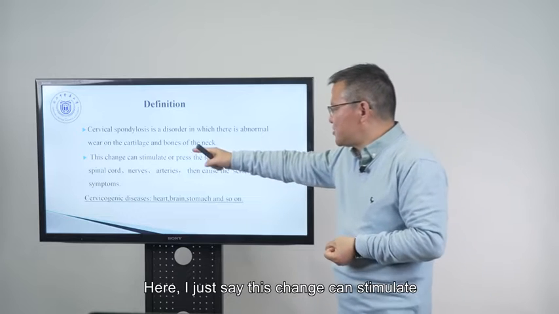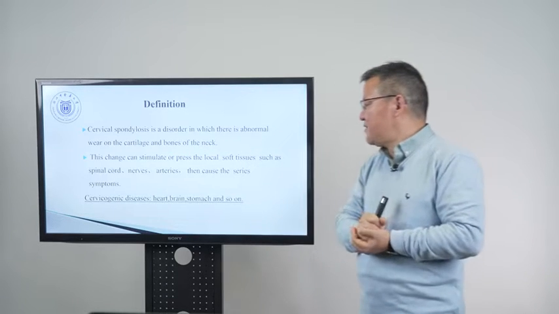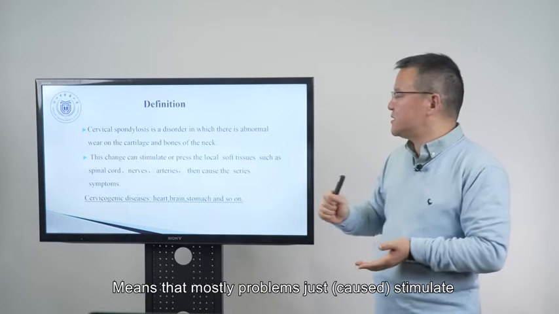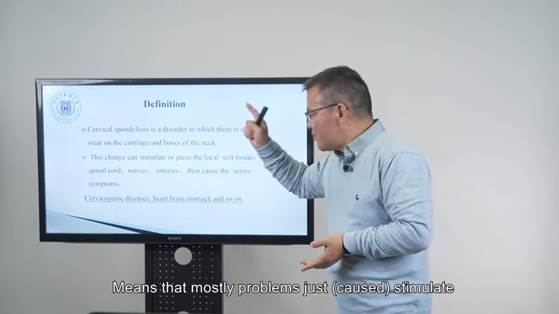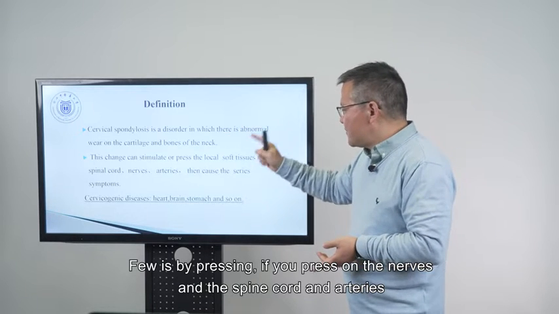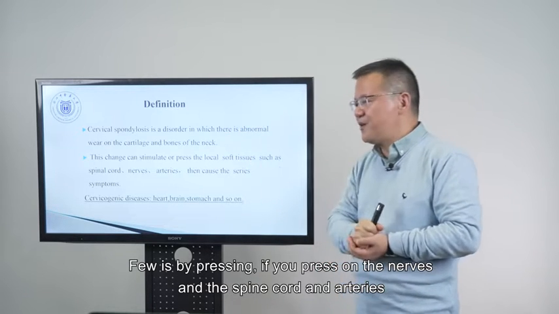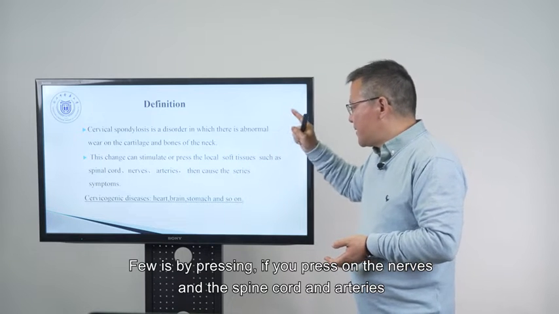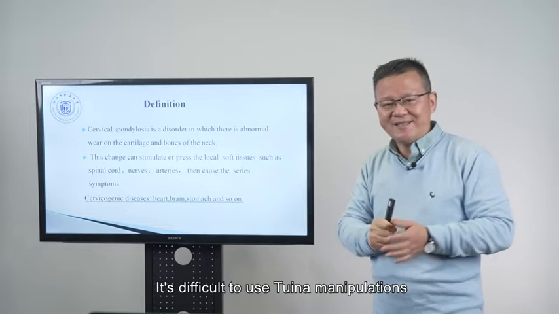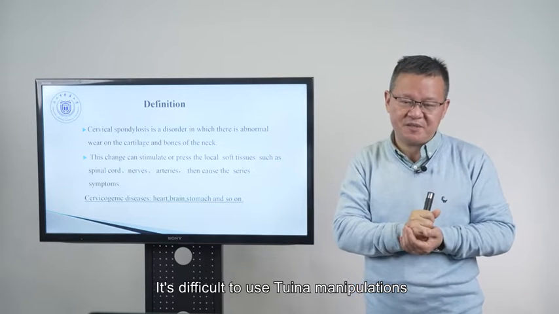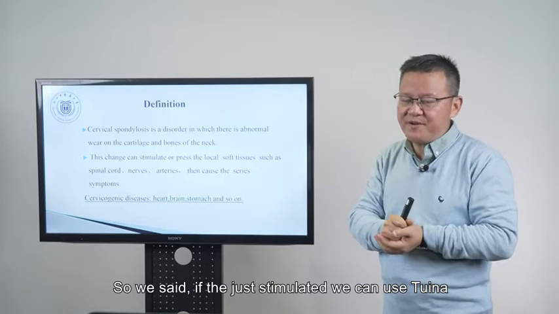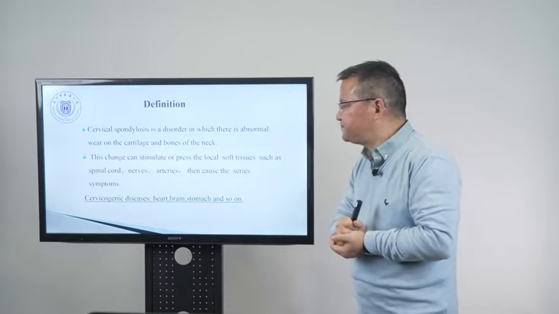Here, this change can stimulate first, not press first. It means that in most of the problems it just stimulates. In a few it is pressing. If you press on the nerves or the spinal cord and the arteries, it's difficult to use Tuina manipulations. So if it just stimulates, we can use Tuina. Okay.